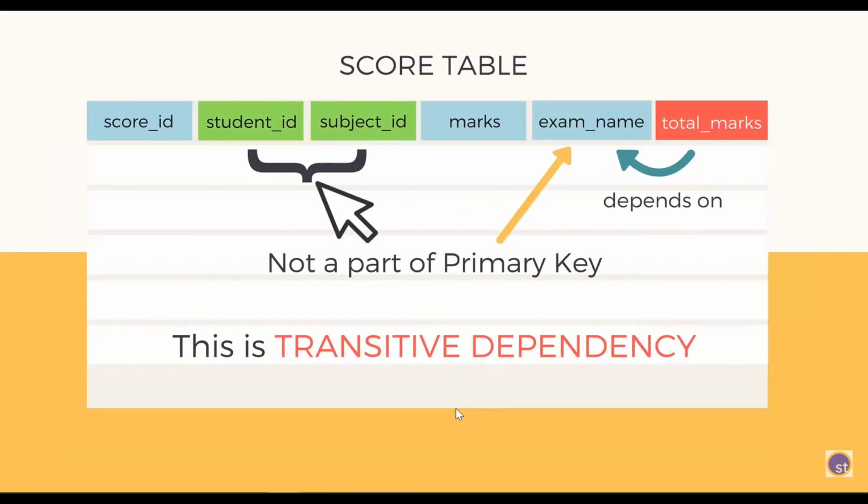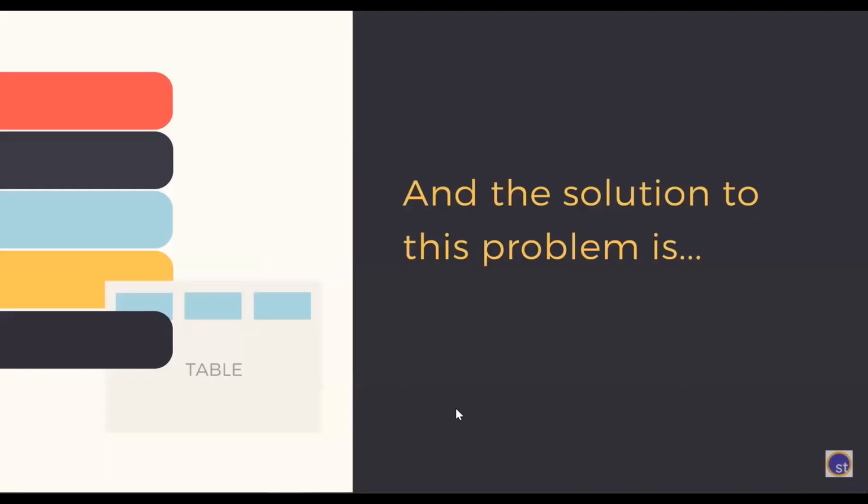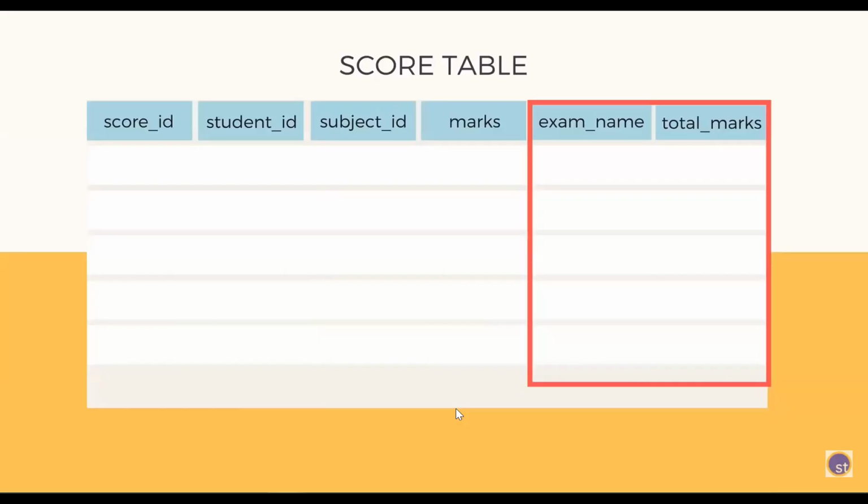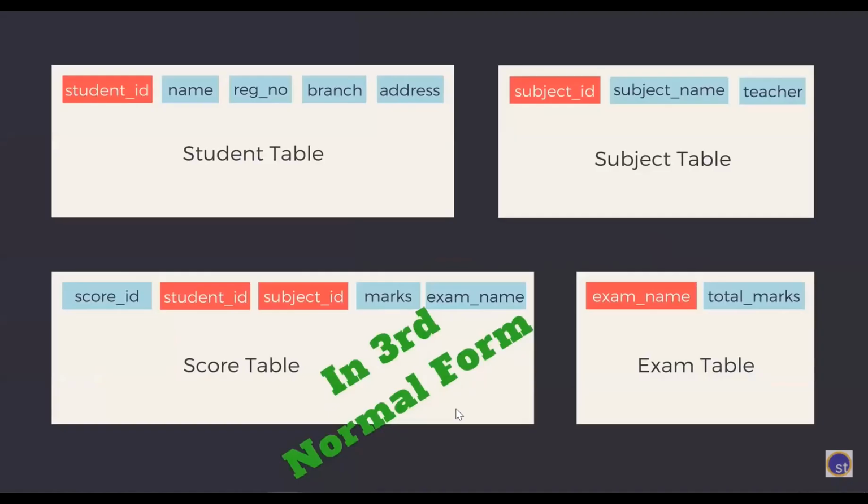on the prime attributes. And the solution to this problem is to take exam name and total marks and put them in an exam table and use exam ID wherever required. So now our score table is storing more information and it is in the third normal form.